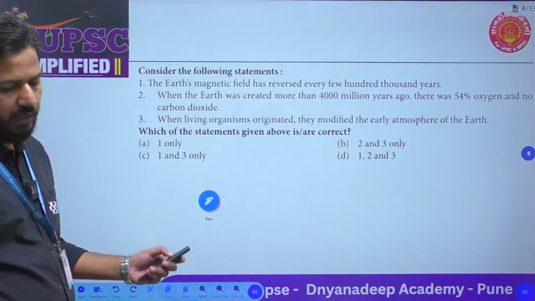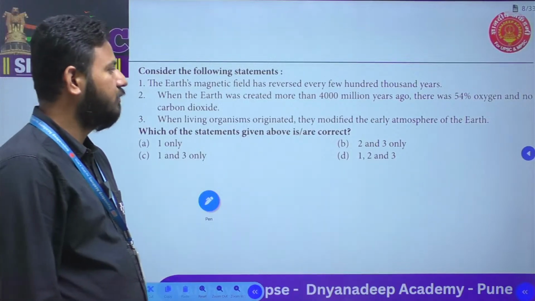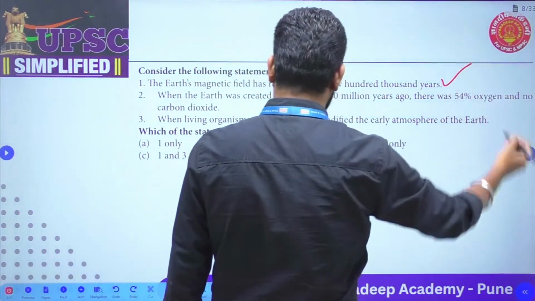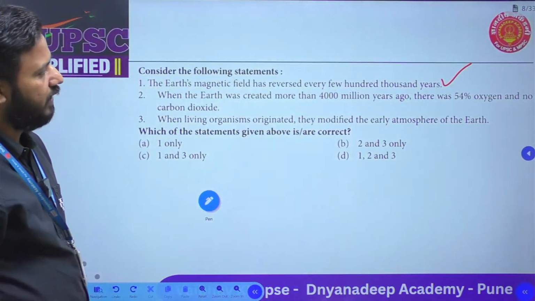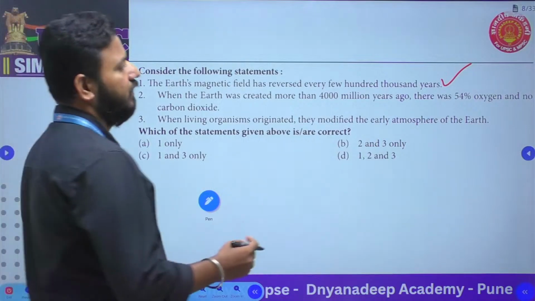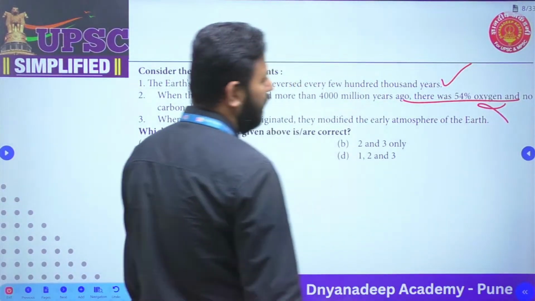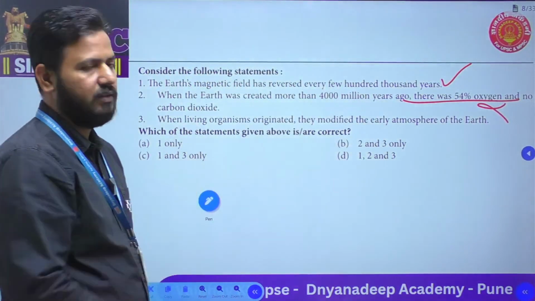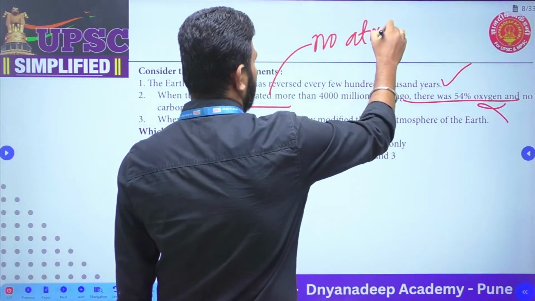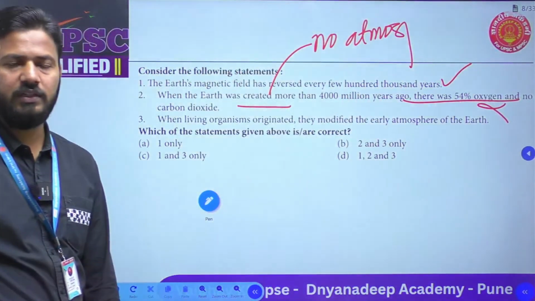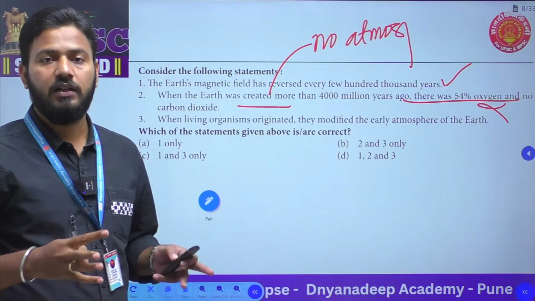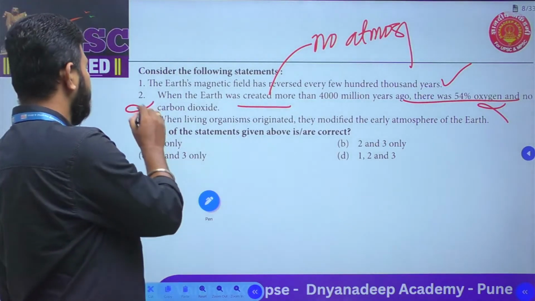Okay, now the next, the Earth's magnetic field has reversed every few hundred thousand years. This statement given here is true. When the Earth was created more than 4,000 million years ago, there was 54% oxygen and no carbon dioxide. Now, the moment we read that there was 54% oxygen, we can safely put this as a wrong statement, because when Earth was created, initially there was no atmosphere, right? So there's no question of having 54% oxygen and no carbon dioxide. It is after the processes, later the process of photosynthesis and all these created atmosphere on the Earth. So the second statement here is incorrect, the first is correct.